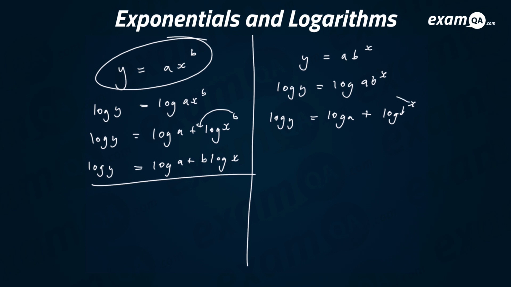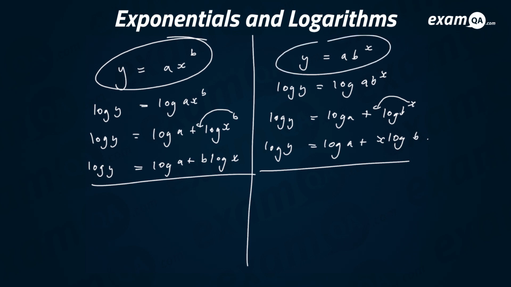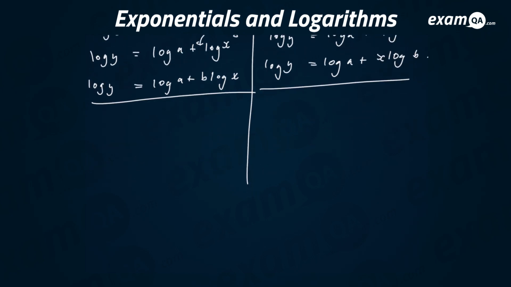And then finally bring the x down just like we had in the other version. Log y equals log a plus x log b. Okay, so these are the two linear forms of the original graphs. Let's try a question on this, and it will start to make a bit more sense.